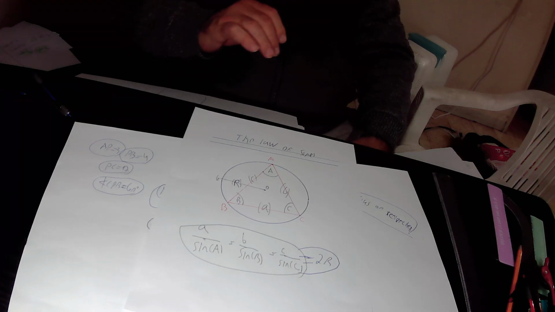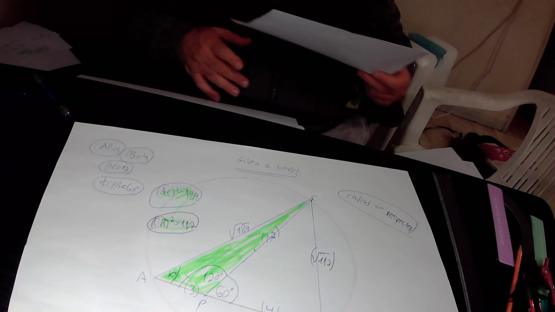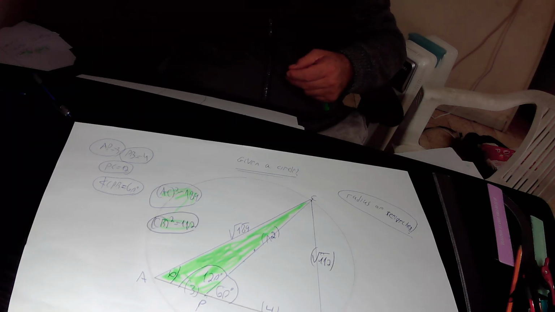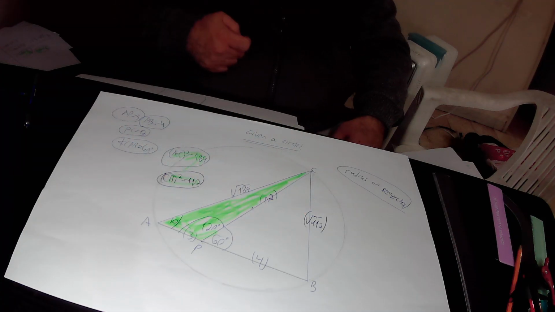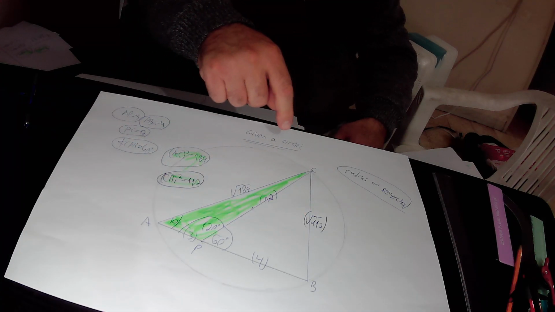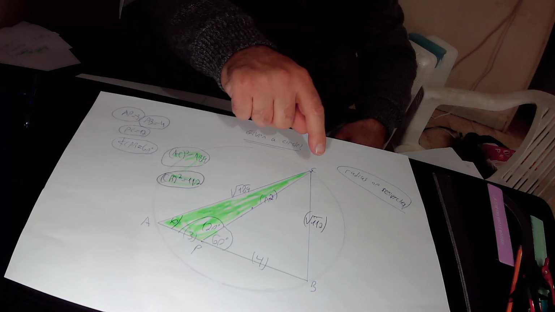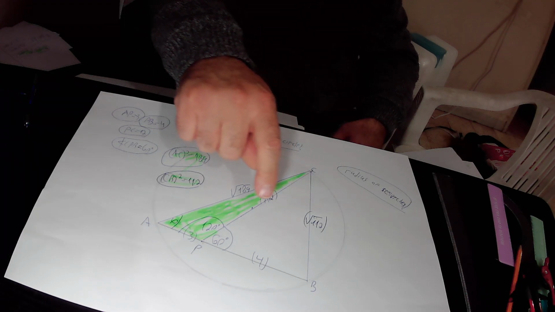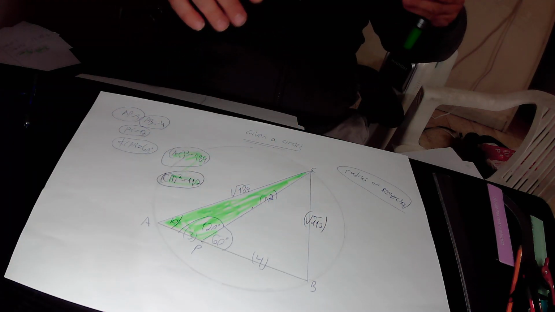So we can implement the law of sines in our drawing. This is triangle ABC. Triangle ABC is inscribed in this circle. Why is triangle ABC inscribed in this circle? Because all three vertices of triangle ABC lie on the circle itself. Therefore, triangle ABC is definitely inscribed in this circle.